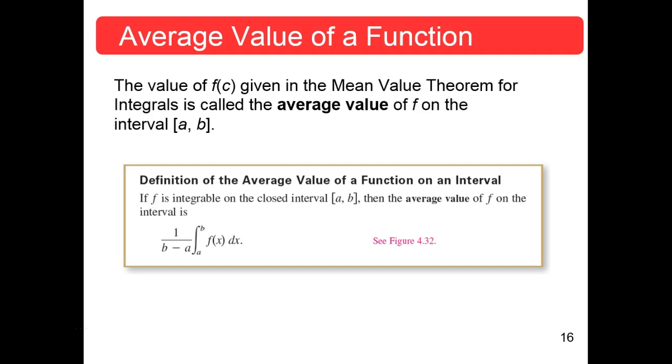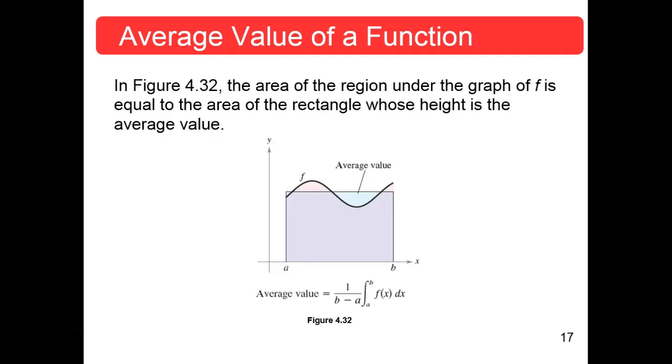So here's the definition of it. If F is integrable on a closed interval, and when it says integrable, that means it's continuous, so if F is integrable on the closed interval A to B, then the average value of F on that interval is 1 over B minus A times the integral of F dx from A to B. Now, in this figure, the area of the region under the graph of F is equal to the area of the rectangle whose height is that average value.